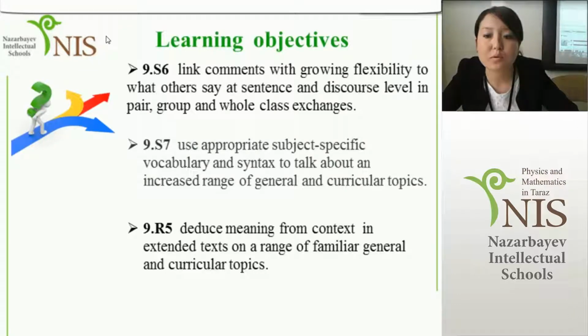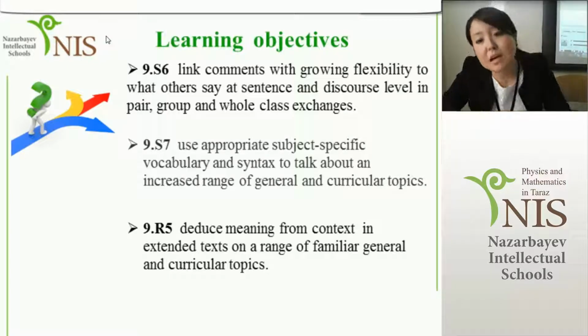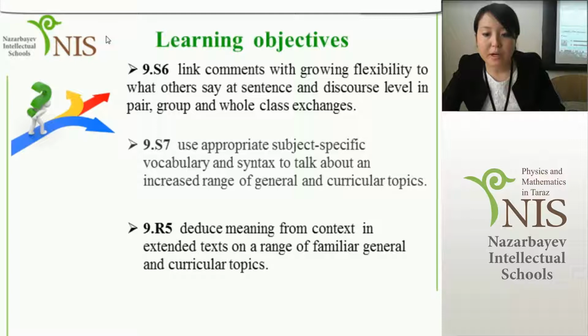Learning objectives of my lesson are: link comments with growing flexibility to what others say at sentence and discourse level in pair, group and whole class exchange. Use appropriate subject-specific vocabulary and syntax to talk about an increased range of general and curricular topics. Deduce meaning from context in extended text on a range of familiar general and curricular topics. So basically this lesson is devoted to speaking, and also one activity which is devoted to reading.